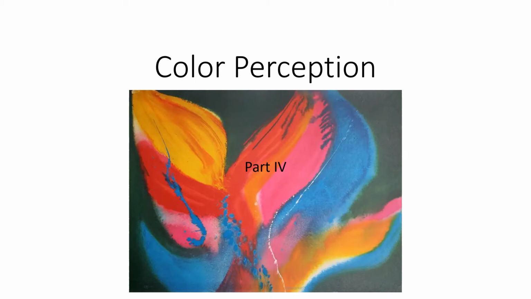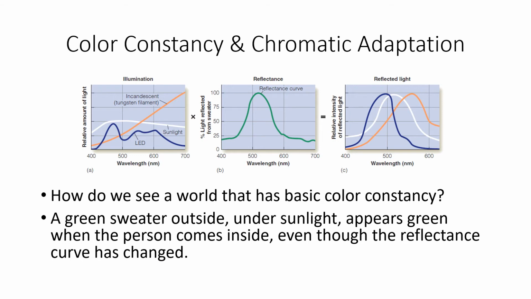Okay, this is the final section of color perception where we talk about color constancy and light constancy. So when we talk about color constancy, there's a question of how do we see the world as having a basic color constancy, because when we're out in different illuminants or we come inside to different illuminants, those illuminants are emitting different wavelengths of light.